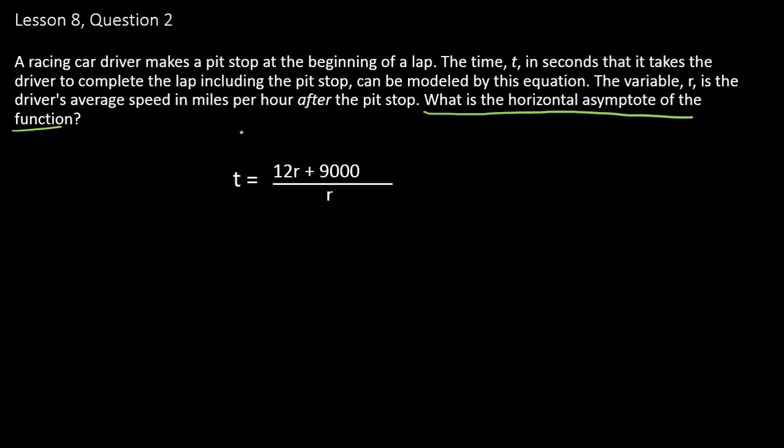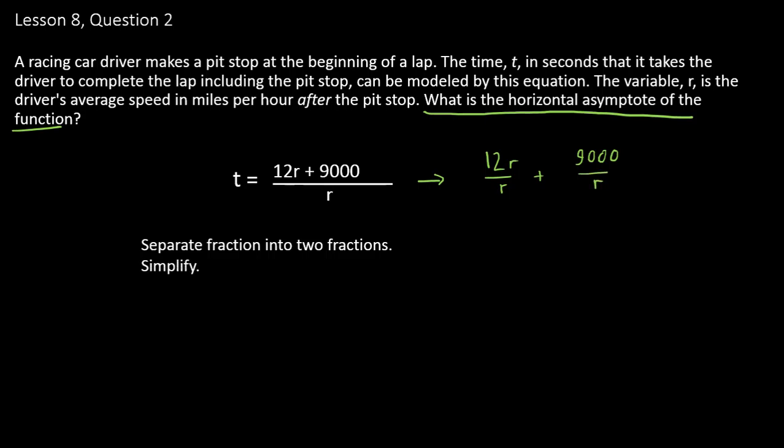So consider this equation and think about how we solve for asymptotes. It's going to be helpful to separate the fraction into 2 different fractions. So this would be 12r over r plus 9,000 over r. Simplify and then think about what the constant means. When you simplify both of these, you'll be left with an integer, and think about what it means when you have that integer on its own and how that helps you identify the horizontal asymptote of the function.